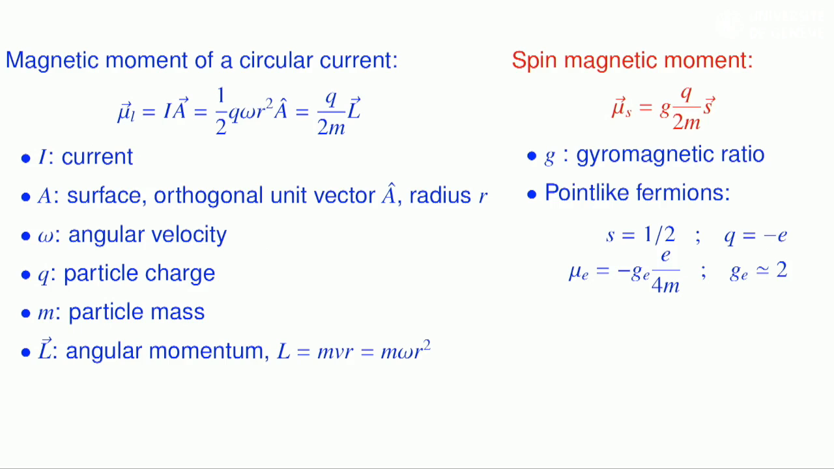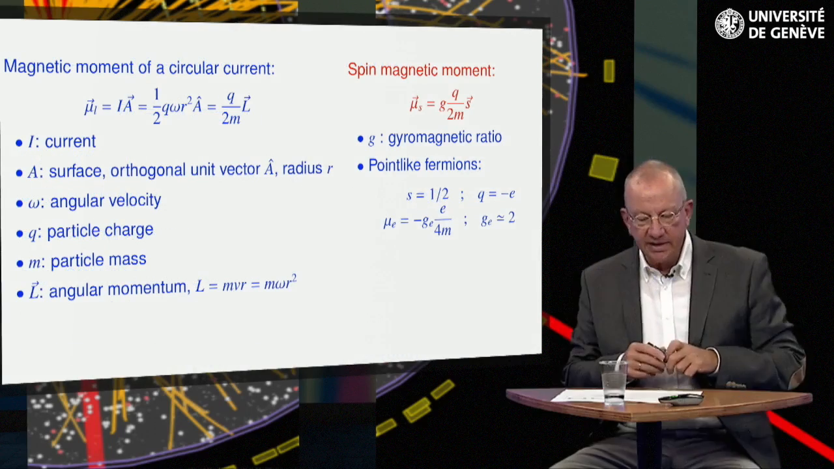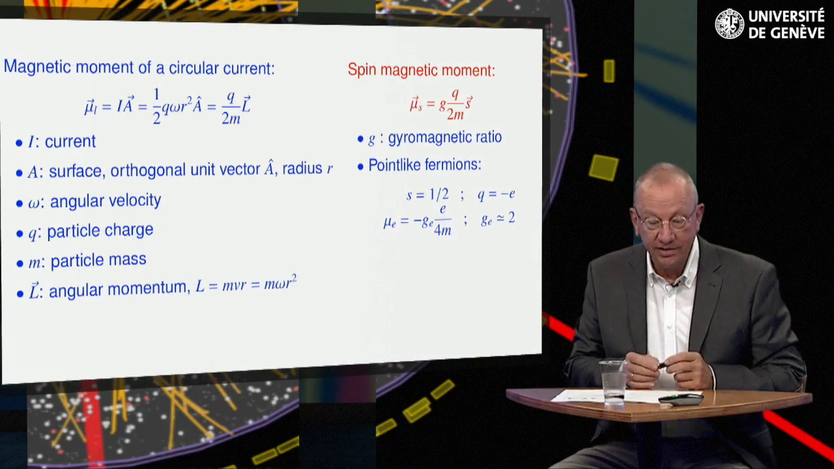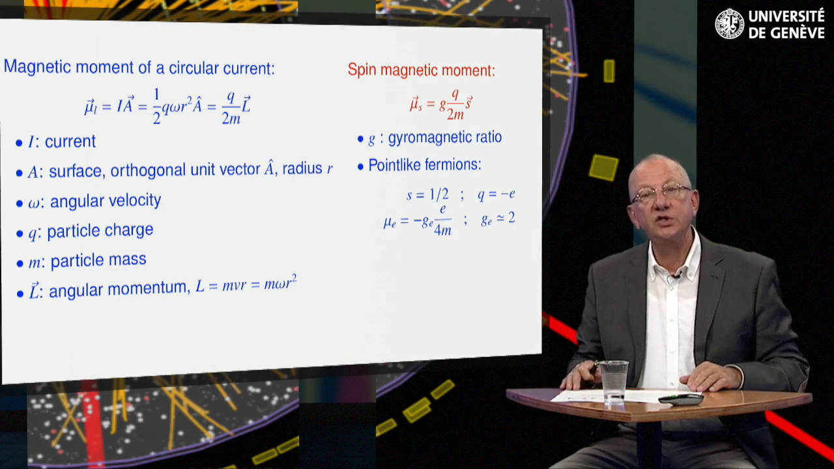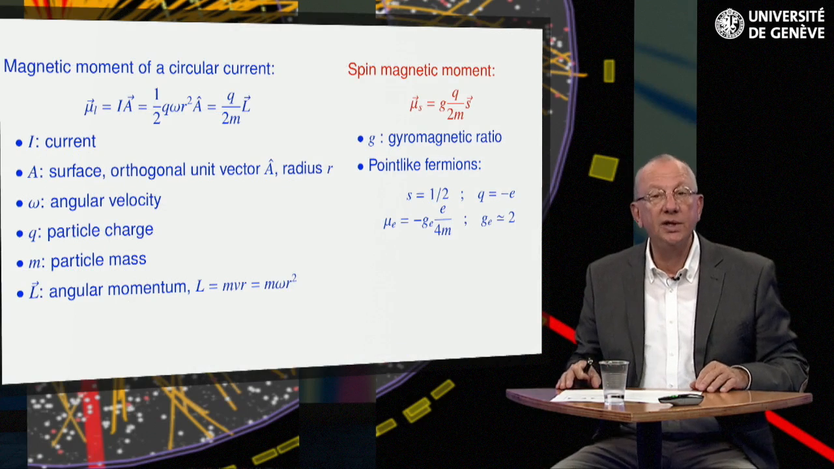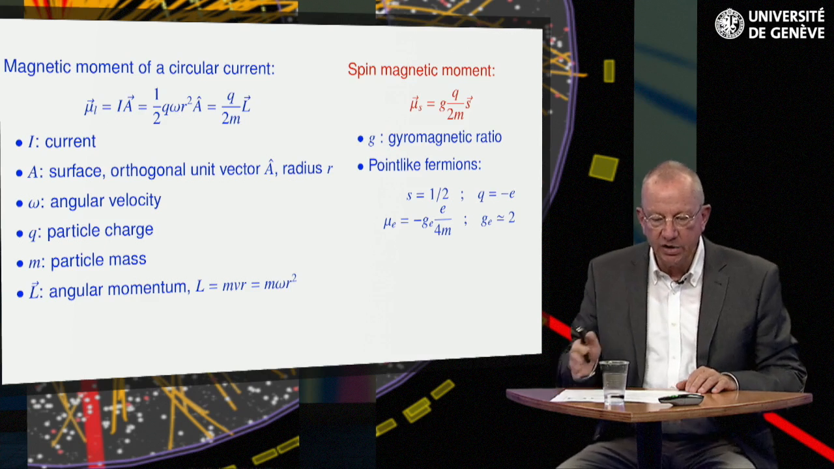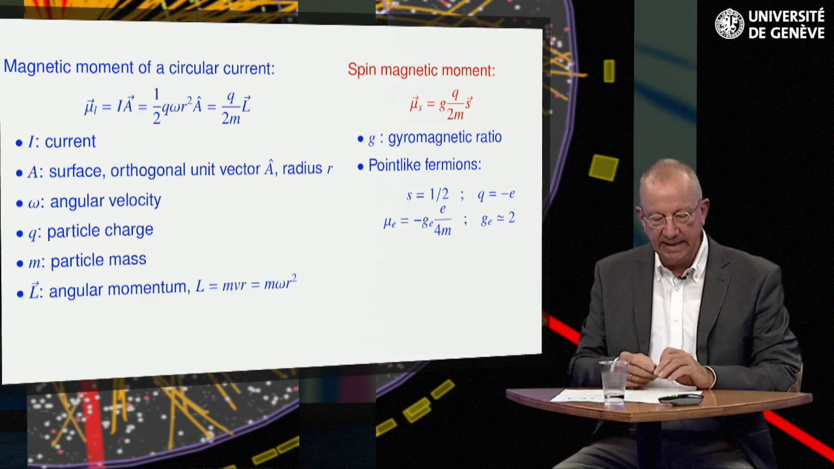Spin is a typical quantum observable which has no classical equivalent. It is an intrinsic degree of freedom corresponding to an angular momentum manifesting itself by a magnetic moment. There is no movement associated to either of these moments, let alone a rotation. This is evident because spin is a property of point-like particles. We will nevertheless use a classical analogy laid out on this slide.